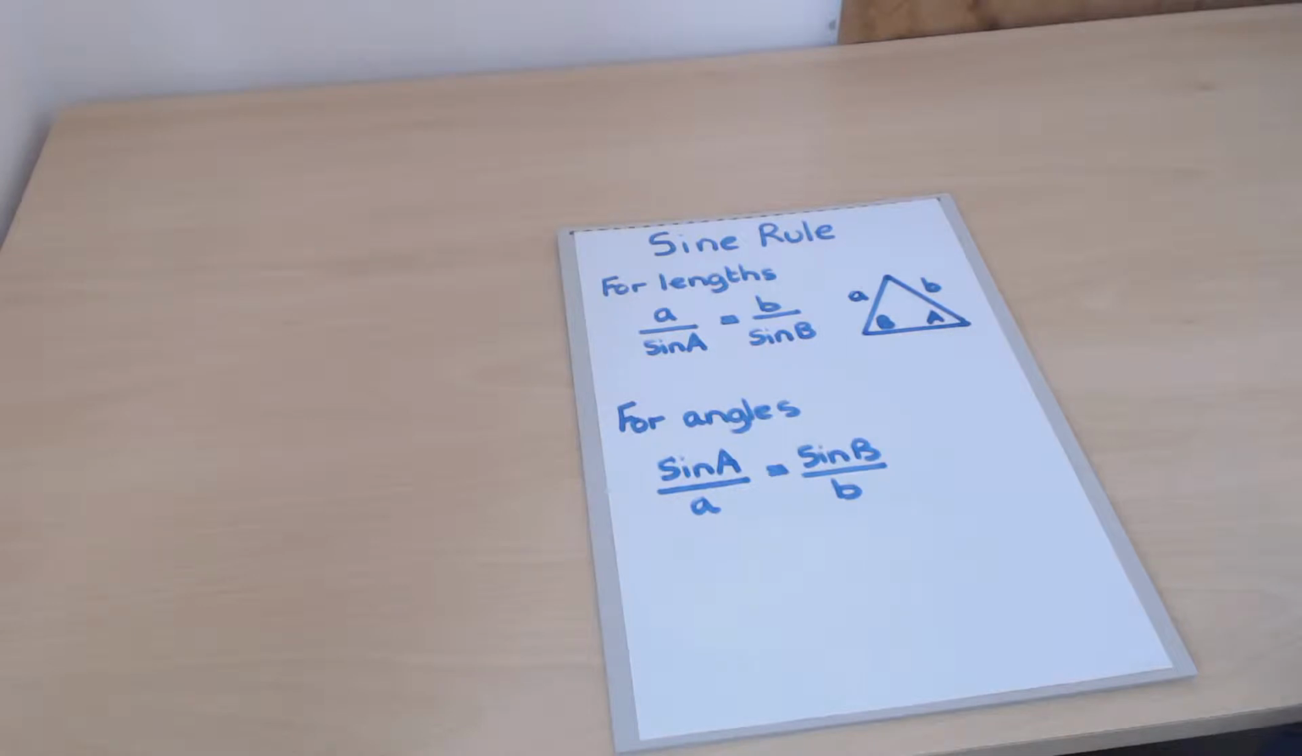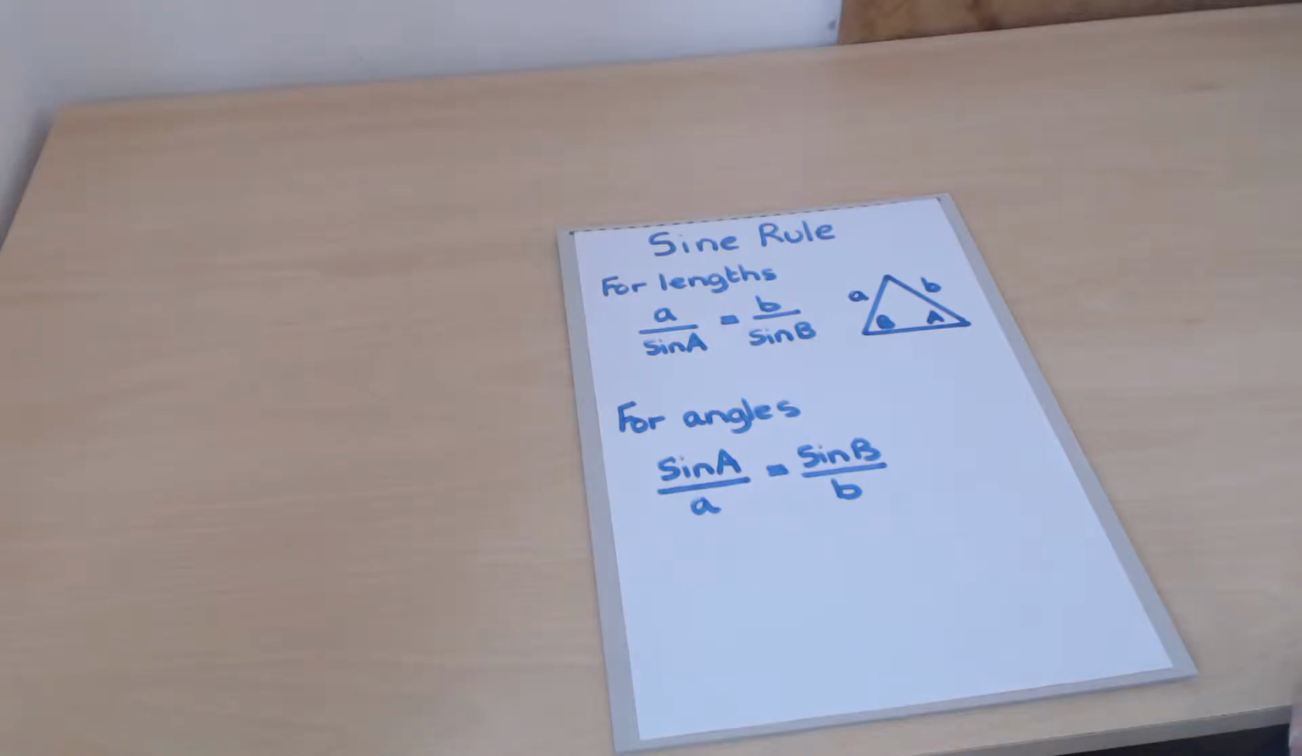So the first thing we need to understand is that the sine rule is what we use when we don't have a right angle triangle. If you have a right angle triangle, there are easier things to use, namely either Pythagoras or SOHCAHTOA. So the sine rule is for non-right angle triangles.